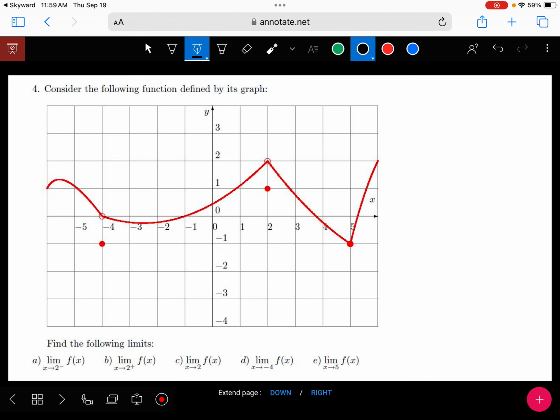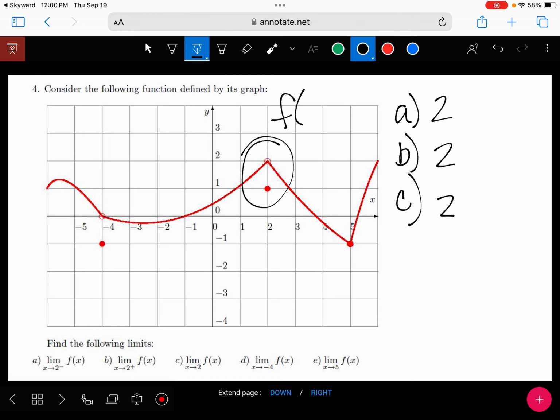All right, let's quickly go through the next one. So for +2 right here, we have a removable. Removables have a limit. So the answer to A, B, and C is where is the graph? So where is the graph for A, B, and C? 2. If it said what is f of 2, then that would be 1. But the graph at 2 is at 2.